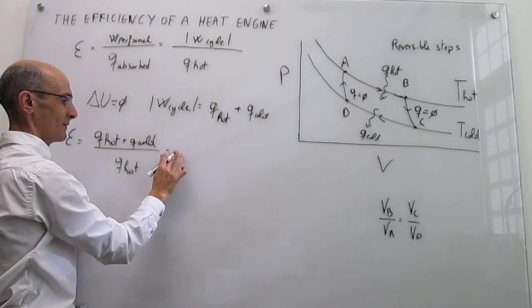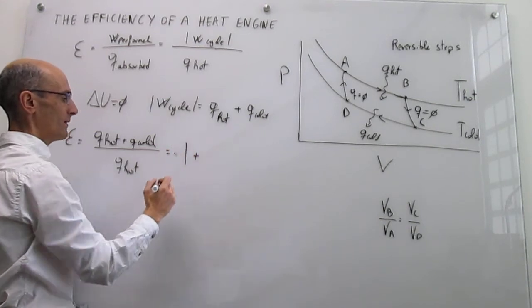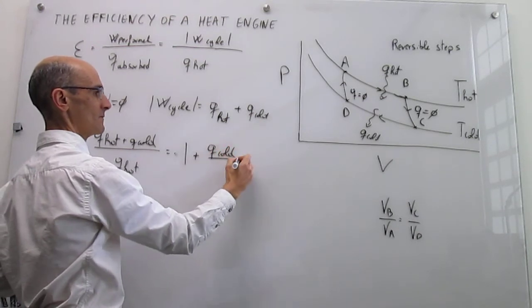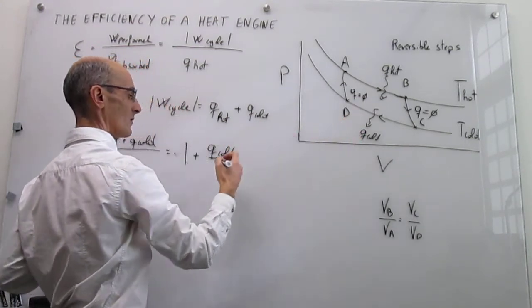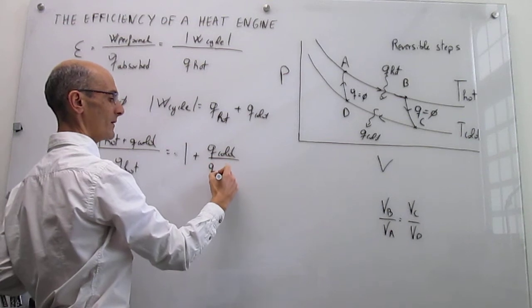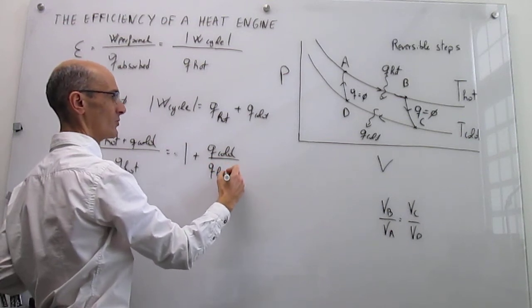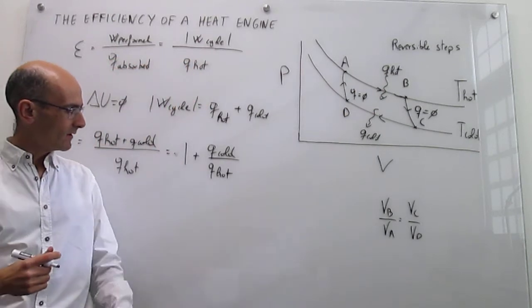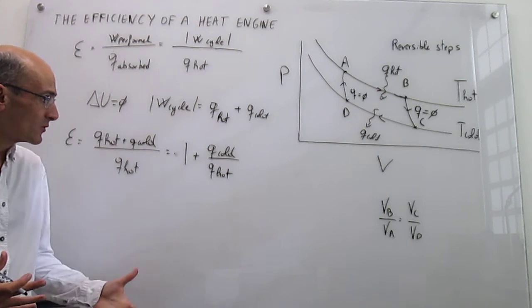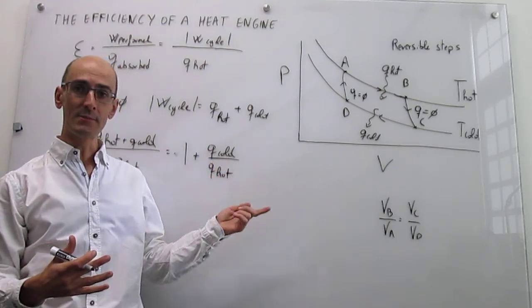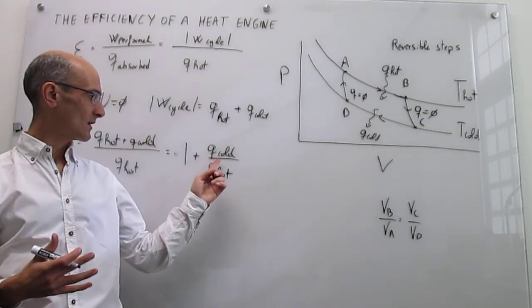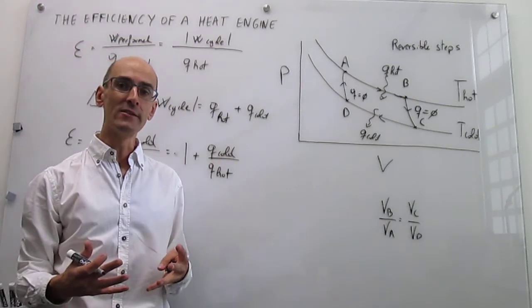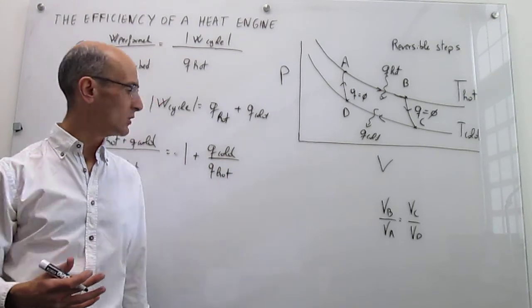We can simplify it by saying that this is equal to 1 plus the heat transfer out of the system in the cold sink, divided over the heat absorbed by the system in the hot source. Let's see if we can make it even easier. We recognize that these steps are reversible, and that means that this is equal to the minus work. And we know that the work is minus nRT, natural log of the ratio of the volumes.